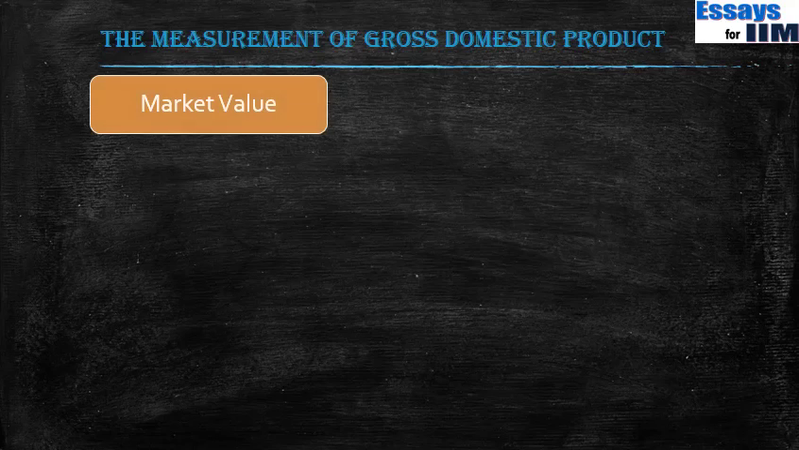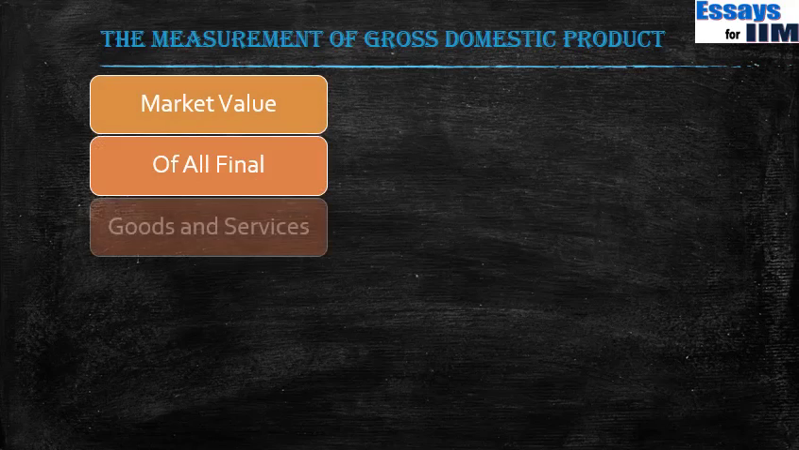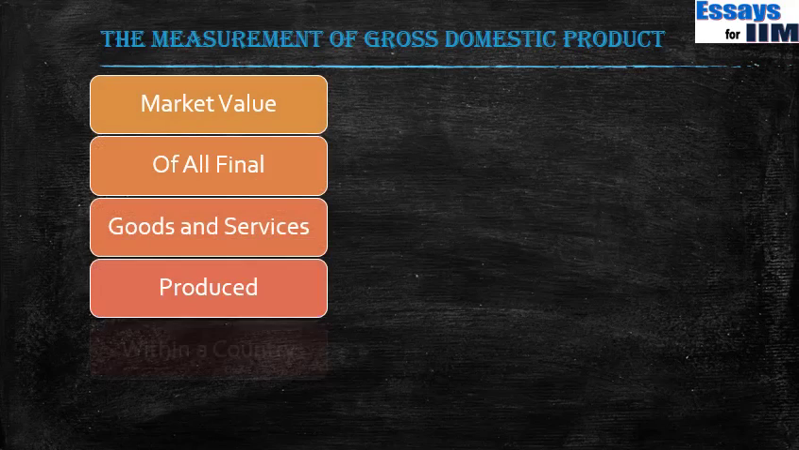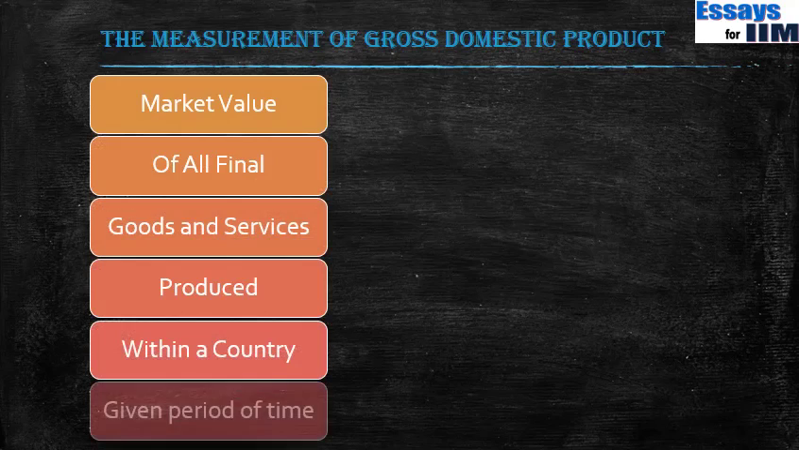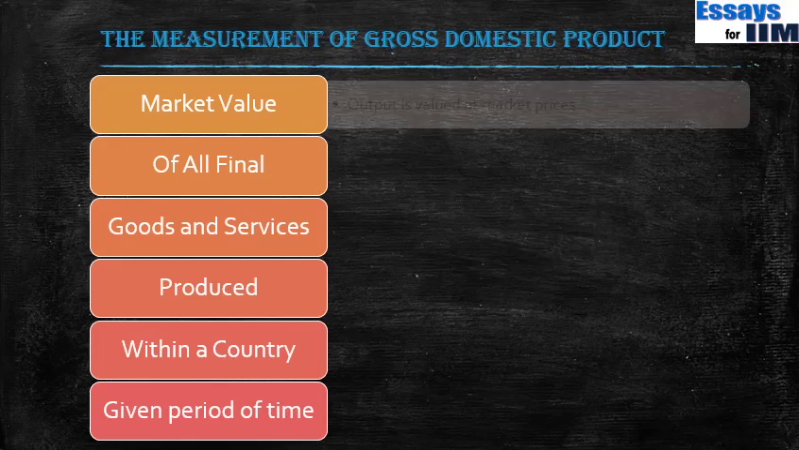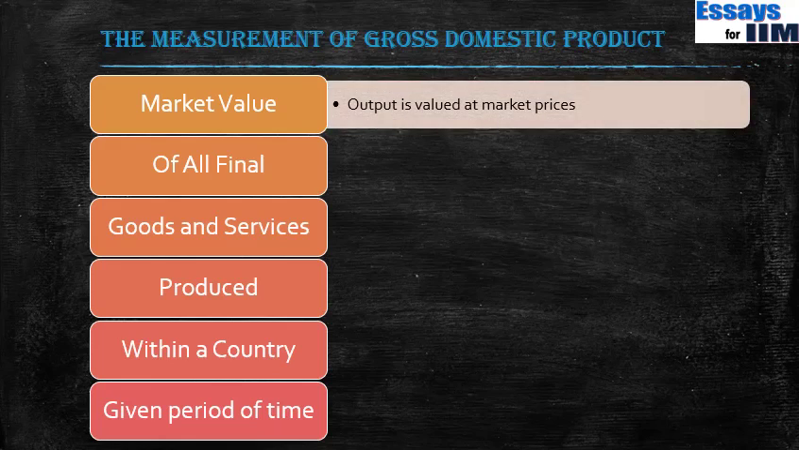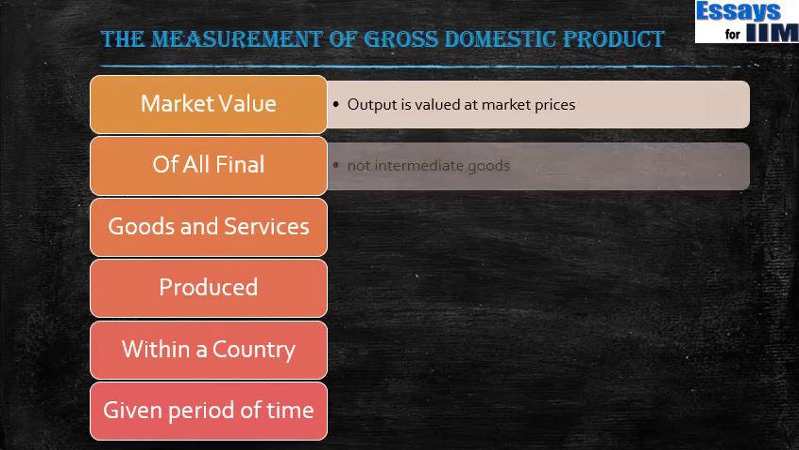So GDP is the market value of all final goods and services produced within a country in a given period of time. Now, these are things that you need to understand, so we'll go over them one by one. First of all, market value. The output is valued at market price. So whether the good is actually worth a lot more or worth a lot less, that is not what we are concerned with. We are just concerned with what is the market value, what was the price at which it was actually sold.